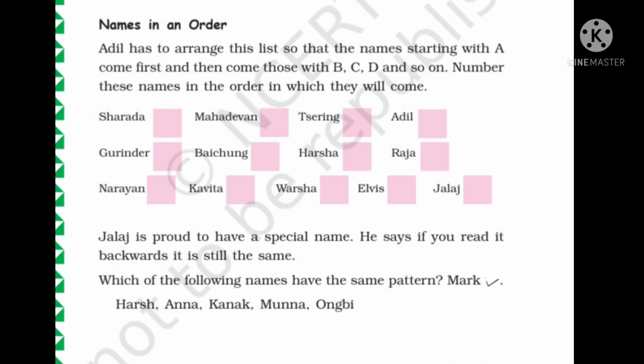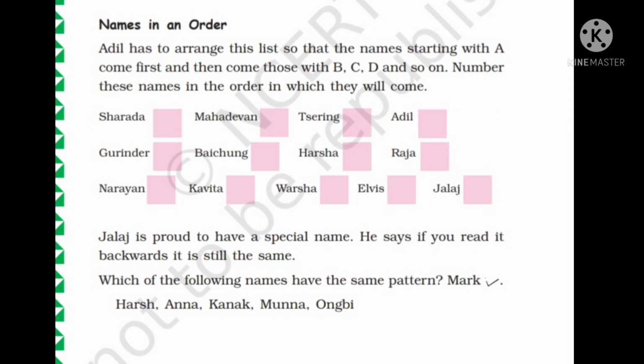Names in an order. Adil has to arrange this list so that the names starting with A come first and then come those with B, C, D and so on. Number these names in the order in which they will come. This is how your class attendance register is made. First will be the student whose name starts with A. Then next will be B, C, like that it will go on. Here we have to help Adil arrange these names in alphabetical order, starting from A. So how will we arrange it?